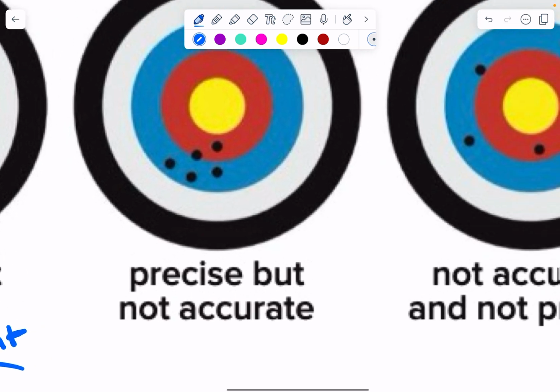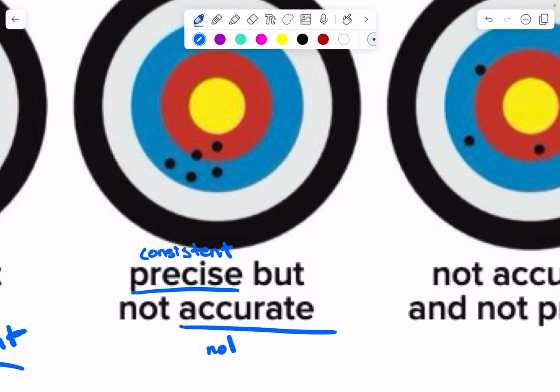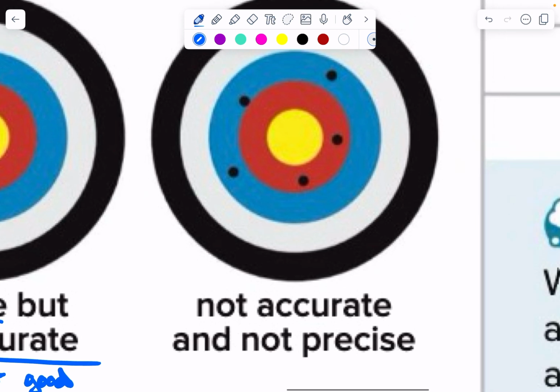This one is precise, so this is consistent, but I'm consistently bad, right? I'm not in the same spot. So consistent, but not good. So I'm consistently serving the ball in the net. That's this type of thing. Okay. And this is not accurate or precise. I'm not good, and I'm not consistent either.